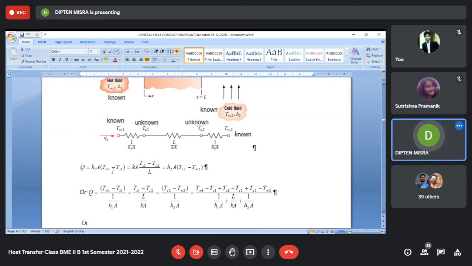Now coming back to this, we can rewrite this as delta T divided by 1 upon H1 into A. This is called the convective resistance. Here again, we cannot find it because of the same reason that TS1 is not known. Similarly, we can cast this in terms of delta T by resistance. What is the resistance? L by K is another resistance that we call the conductive resistance, because the mechanism of heat flow inside the wall is by conduction, whereas the mechanism of heat flow from a fluid to the surface of a body is by convection.